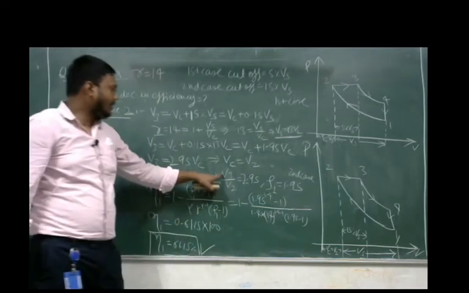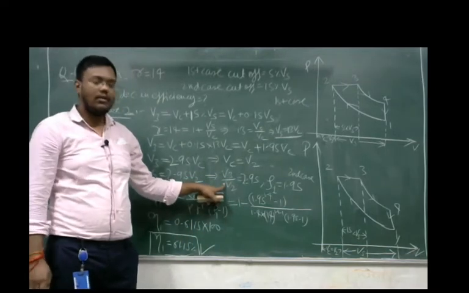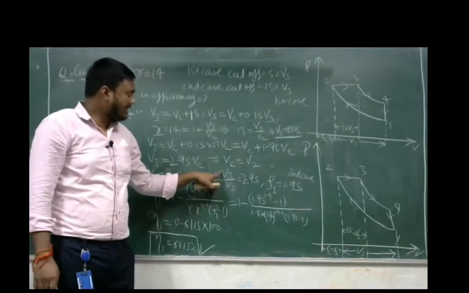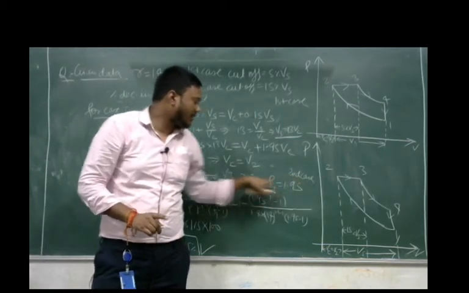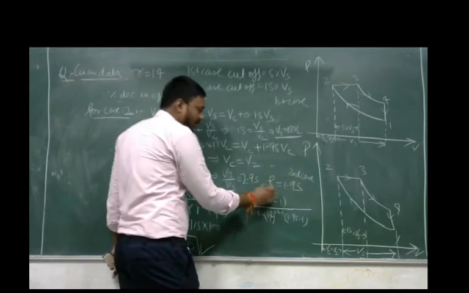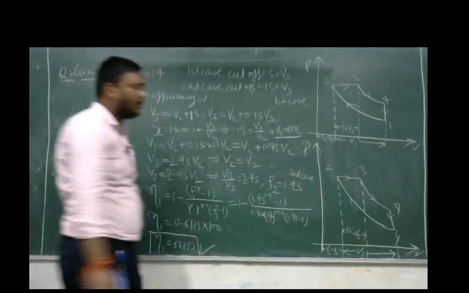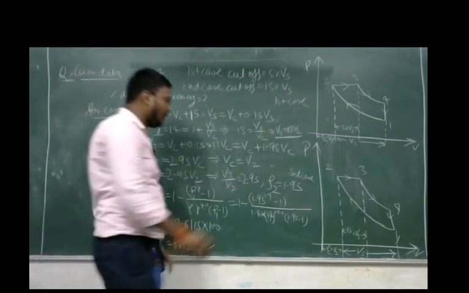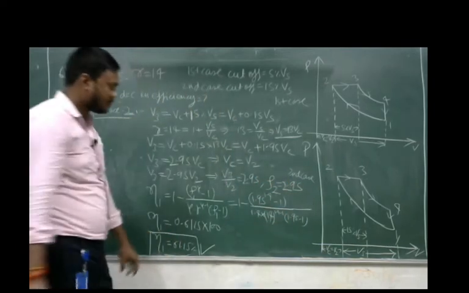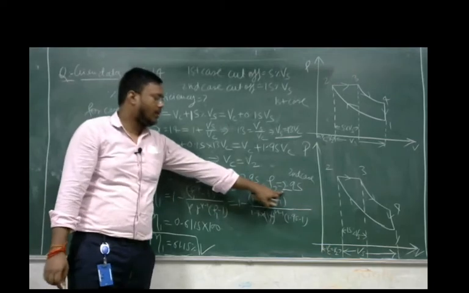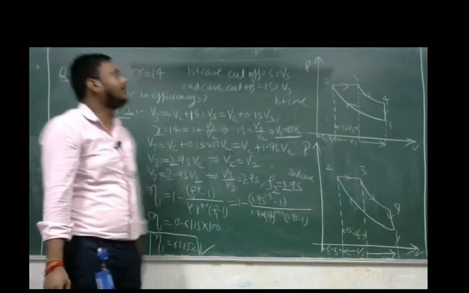Now V3 by V2 is nothing but the cutoff ratio. But this cutoff ratio is for the second case, so we replace rho 1 by rho 2. So the value of rho 2 is 2.95. Now with the help of rho 2 we can calculate the efficiency eta 2.